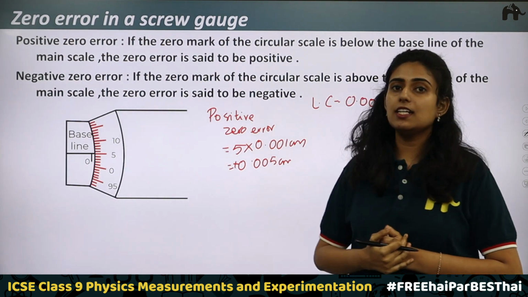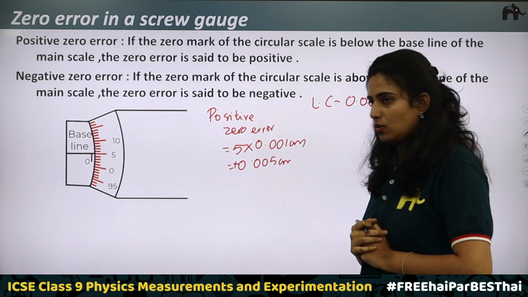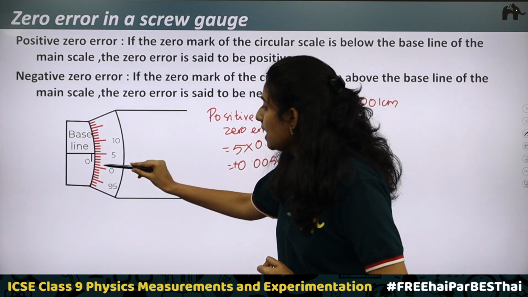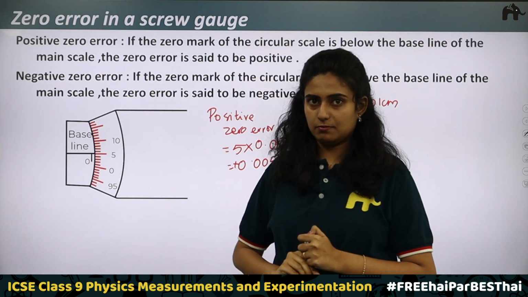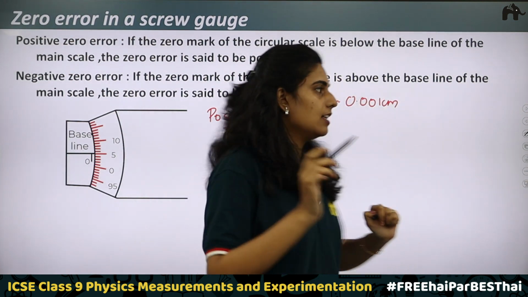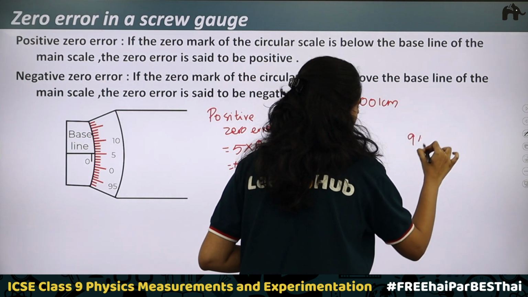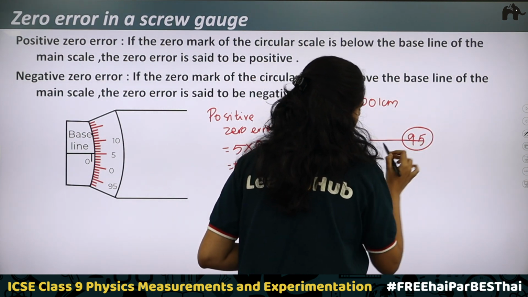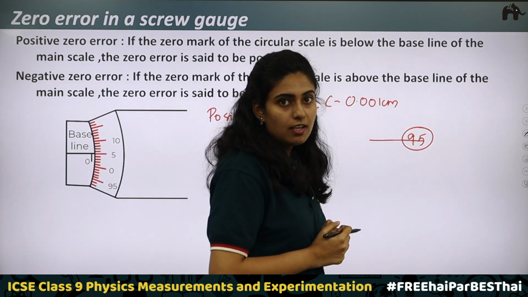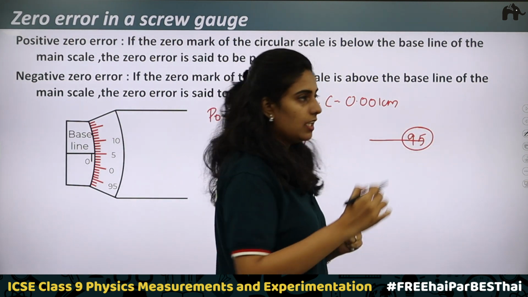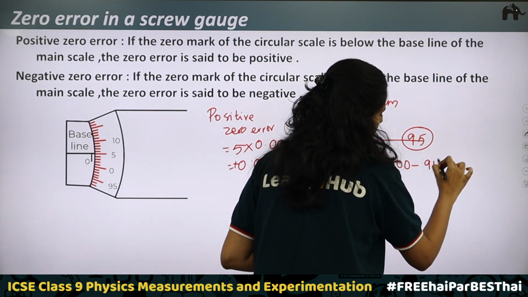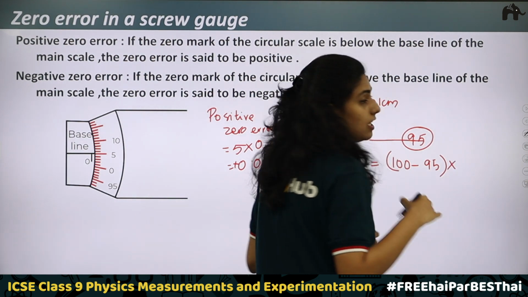Now, what about negative zero error? In case of negative zero error, how does the figure look? You will be having the zero above the baseline. In that case, let's say it is 95. 95 is on the baseline. So, how to find the negative zero error? Negative zero error will be equal to 100 minus the value, that is 95, into the least count.